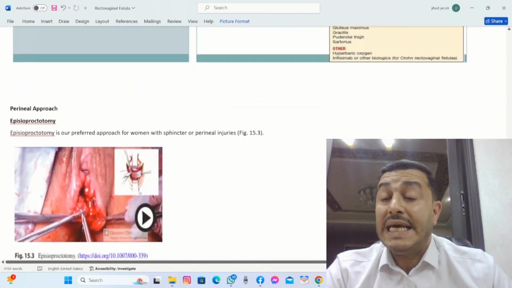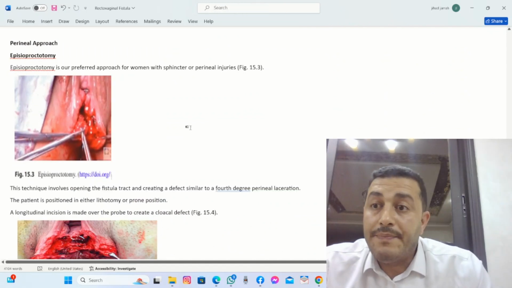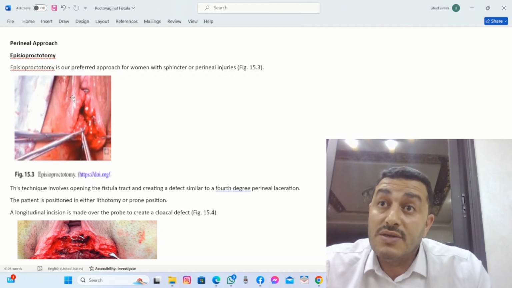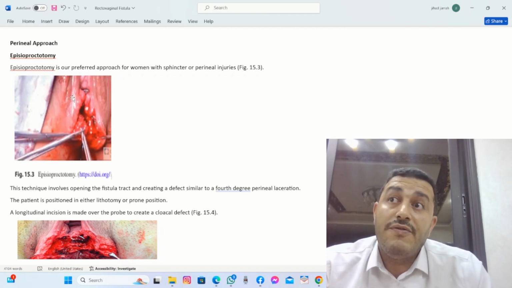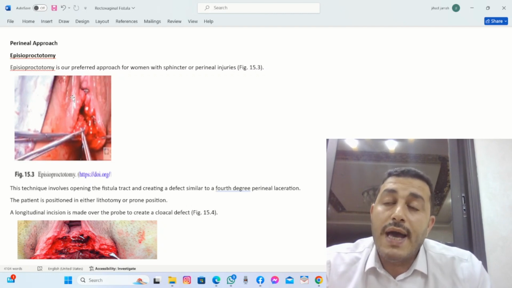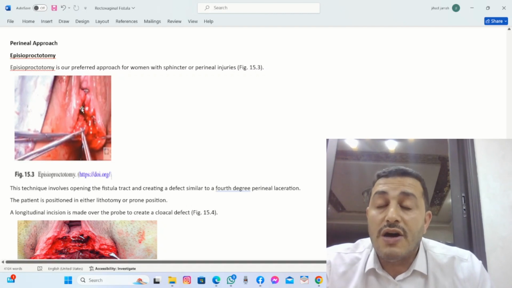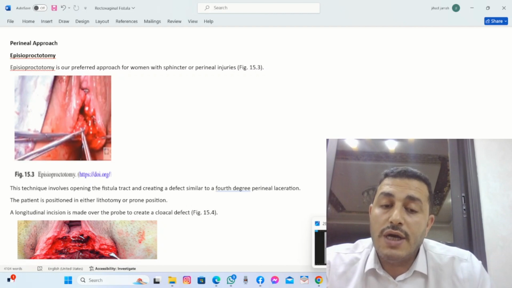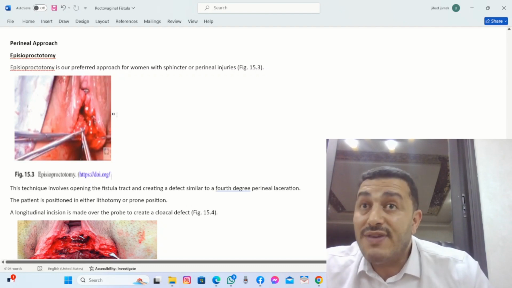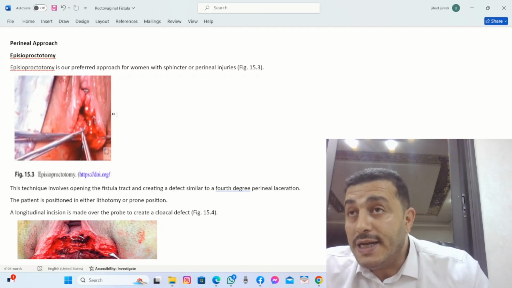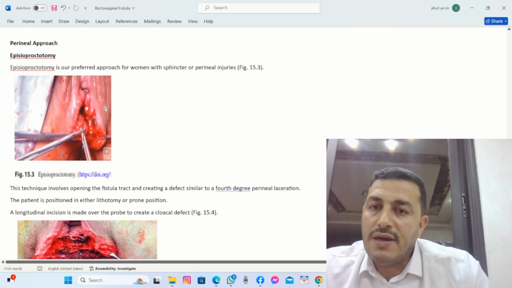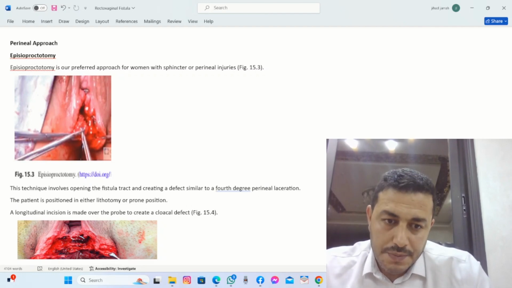Okay, let's talk about the perineal approach. If you remember, we said we prefer the perineal approach if we have concomitant associated sphincter injury, if we have fecal incontinence related to sphincter injury, if we have a large or gaping introitus, widening of the vaginal opening, if we have perineal injury. So we are capable to repair the sphincter complex. We are capable to repair the vaginal mucosa and opening. We are capable to repair the perineal injury if it exists.